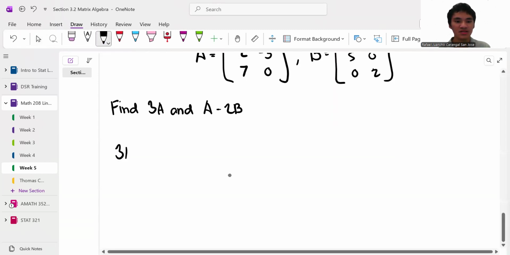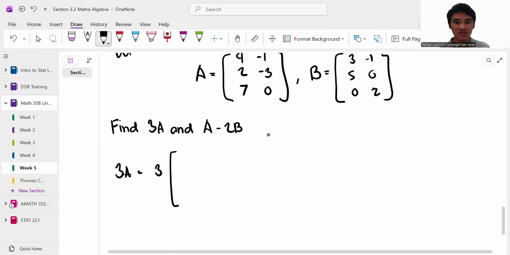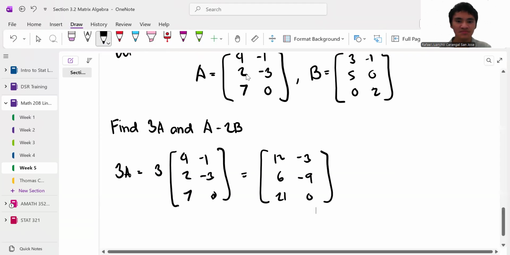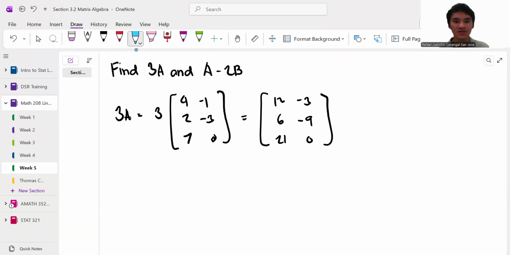So when we do 3A, this is an example of a scalar multiplication, right? So we multiply 3 by this matrix here. We could do this by hand, or we could do this in code. But this should give me 12, 6, 21, -3, -9, 0. So that's what that should give me.